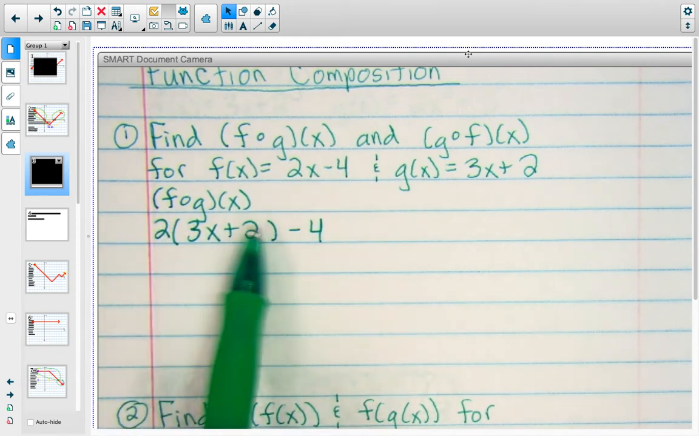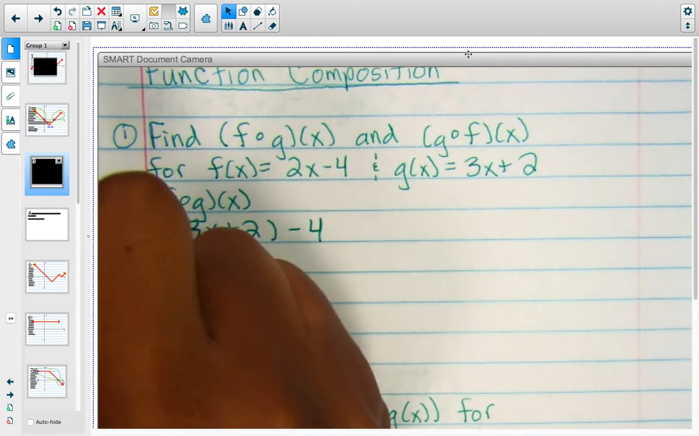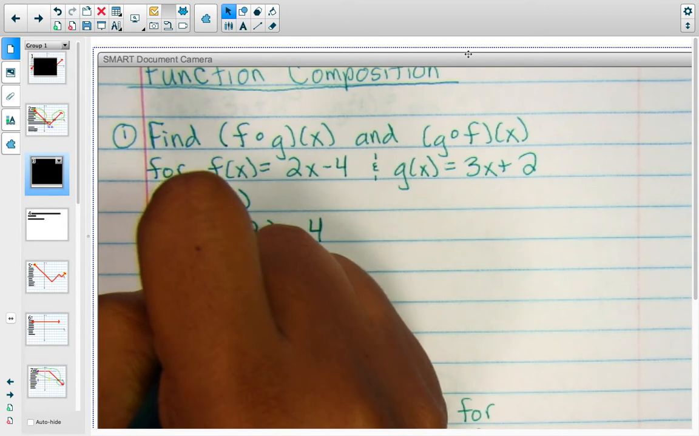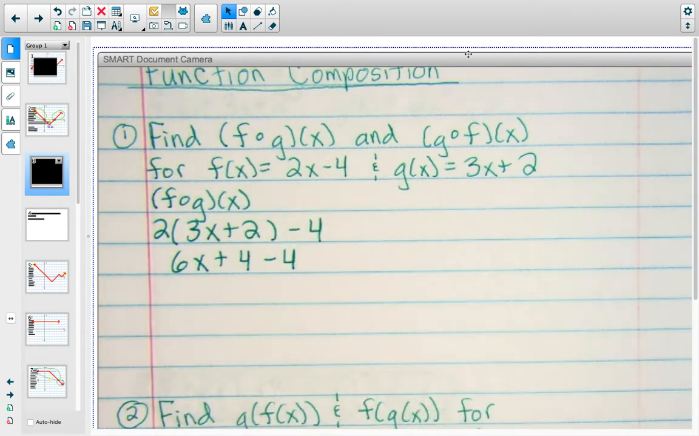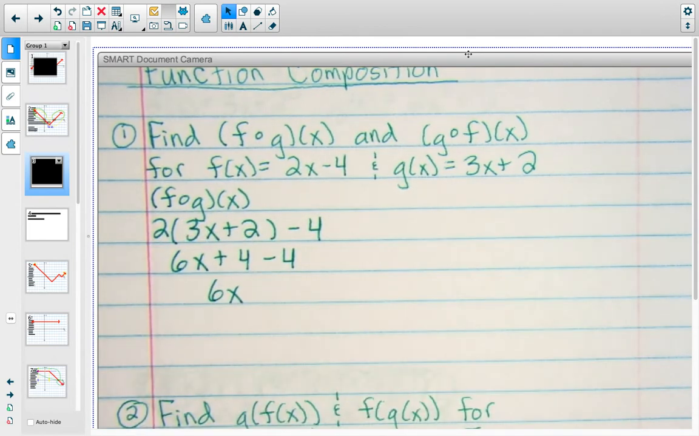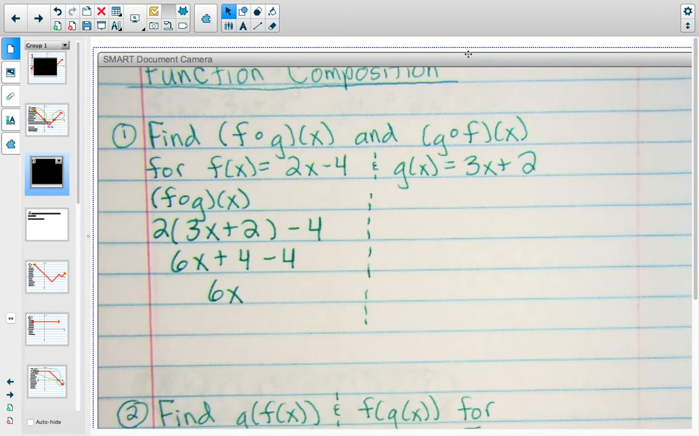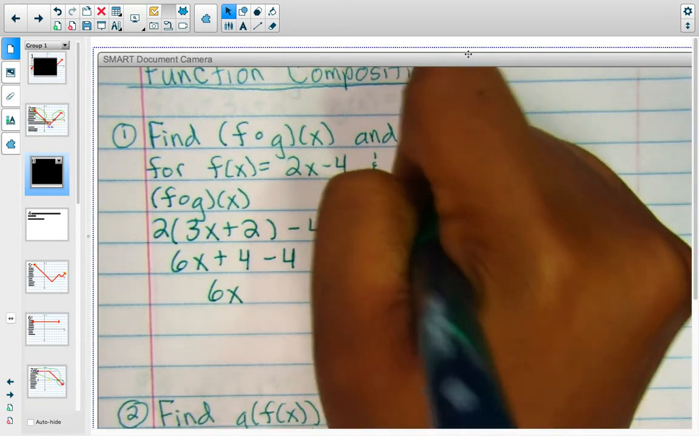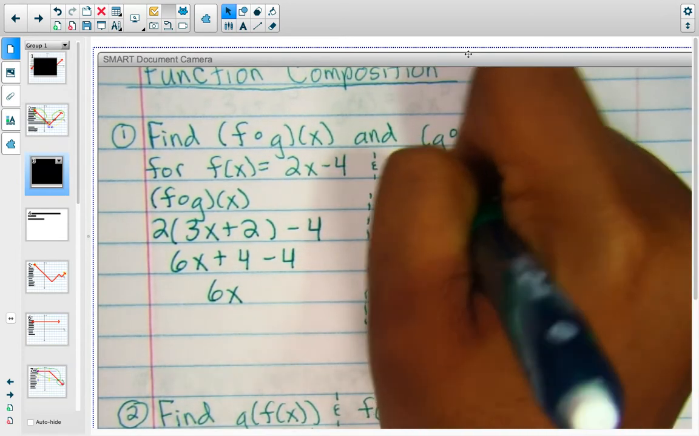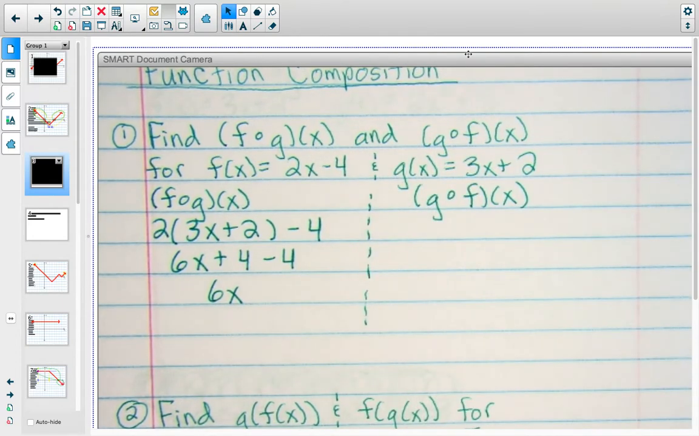Now we go through and do the distributive property and simplify. 2 times 3x is 6x. 2 times 2 is 4 minus 4. These cancel out. We're left with 6x. I can go through and do the same thing on the other side. So now I'm going to do g of f of x. Okay. Same thought process, but I'm going in a different order.